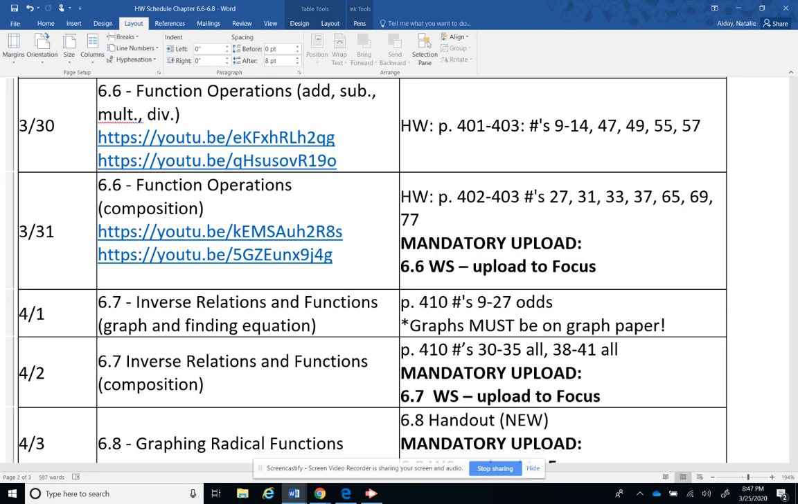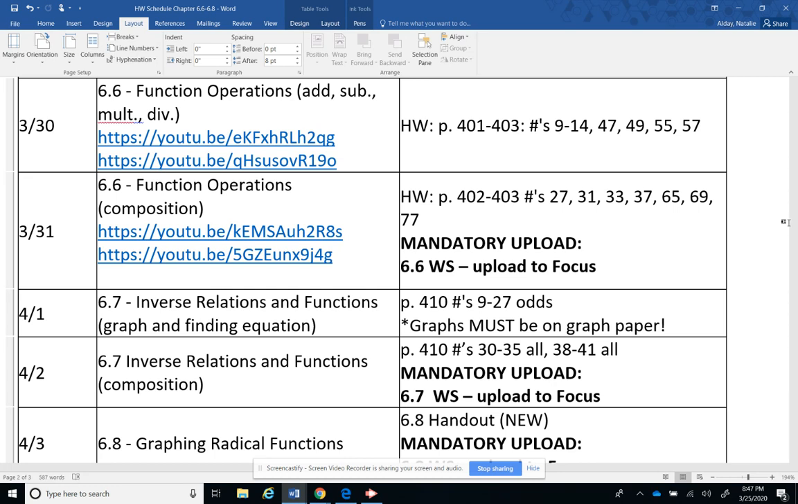Now, when you do the mandatory uploads, make sure that you are saving it as a PDF or a Word document. Make sure your name is in pen. Make sure your name is on every page that you upload. You cannot just upload the worksheet. You've got to upload the pieces of paper that you do the work on. So make sure it's orderly and numbered and everything, because you don't know if I'm just going to count it as a completion grade or if I'm actually going to grade it. And if I don't see work, I can't count it as correct.